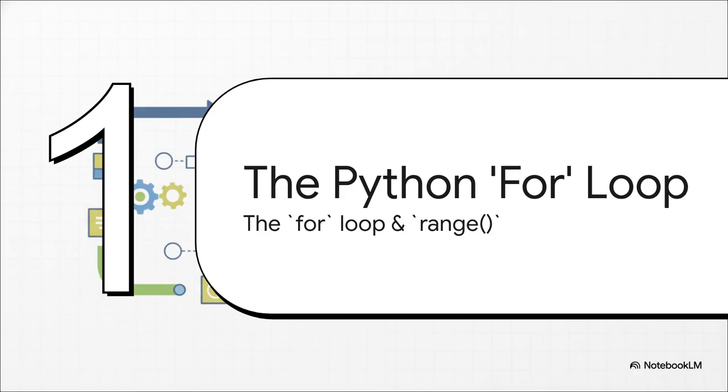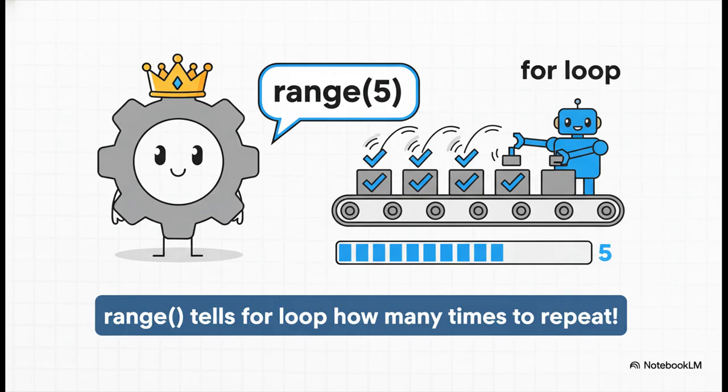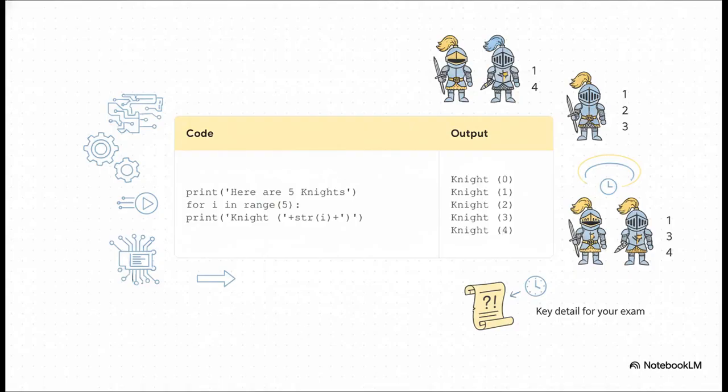Okay, so we've got the concept down. Now let's look at the actual tool Python gives us to make all this happen. It's time to officially meet the for loop. A for loop is powerful, but it can't just guess how many times you want it to run. It needs clear instructions. And in Python, it gets those instructions from its best friend, a little function called range. You can think of range as the boss, telling the for loop exactly what its job is. And here you can see them working together perfectly.